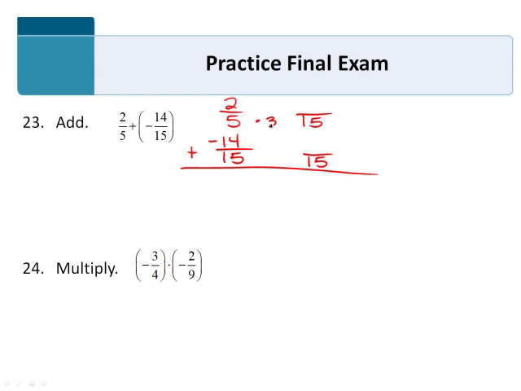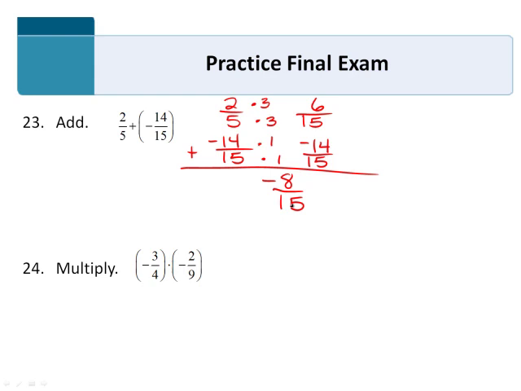So 5, I have to multiply by 3 to get 15. So 2 times 3 on top would give me 6. And then on the bottom fraction here, 15 times 1 gives me 15. So I have negative 14 times 1 would be negative 14. Now, they're both over the same denominator, so now you look at your numerators. 6 and negative 14, I'm going to subtract and keep the sign of the bigger number, which would be negative 8 over 15. And you can't reduce that, so you're done.